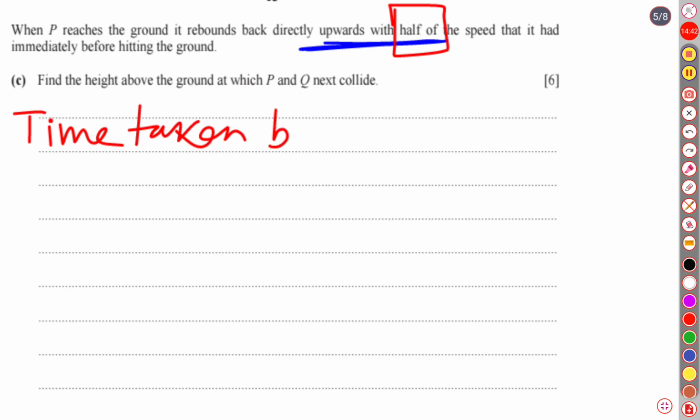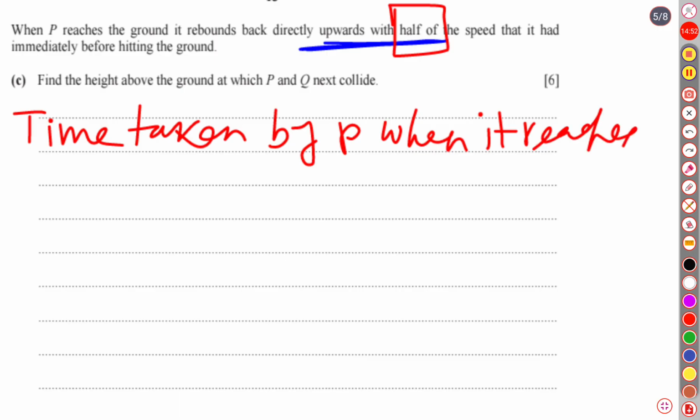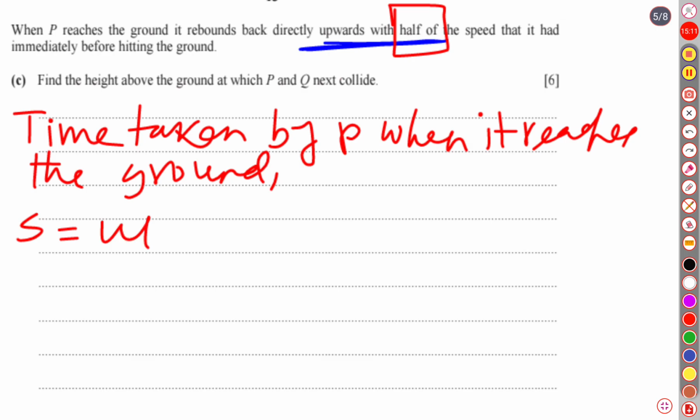Time taken by P when it reaches the ground. Let's see how much time was taken by P. And we know that for finding time we can apply the simple formula: s is equal to ut plus half at squared. So s was, look at this, nothing but 20 meters.